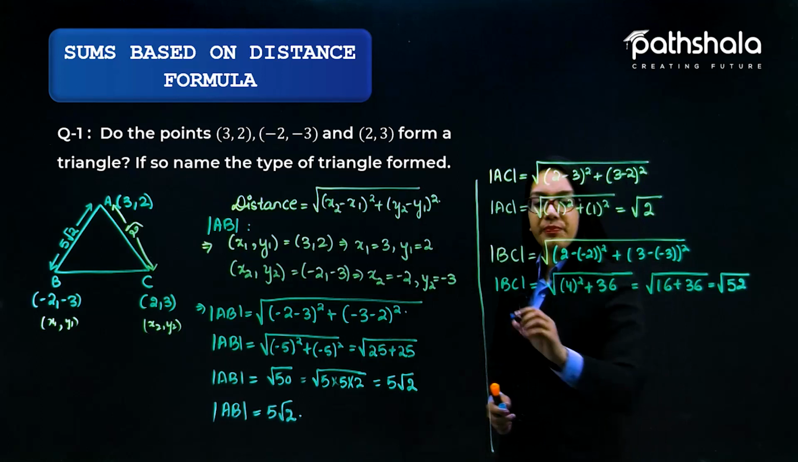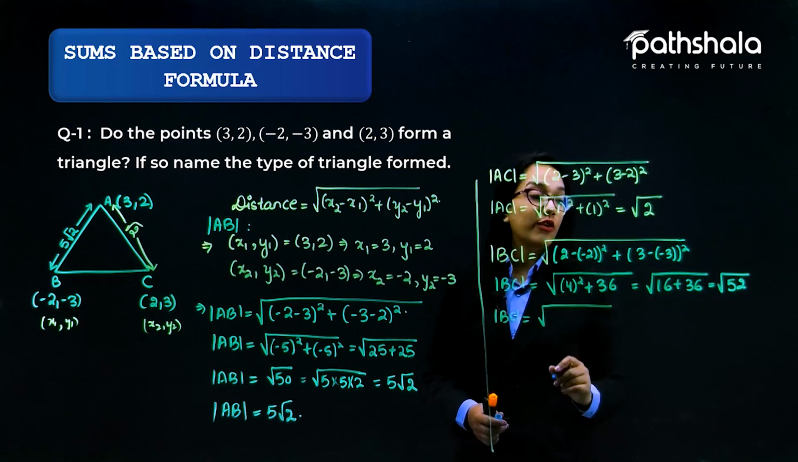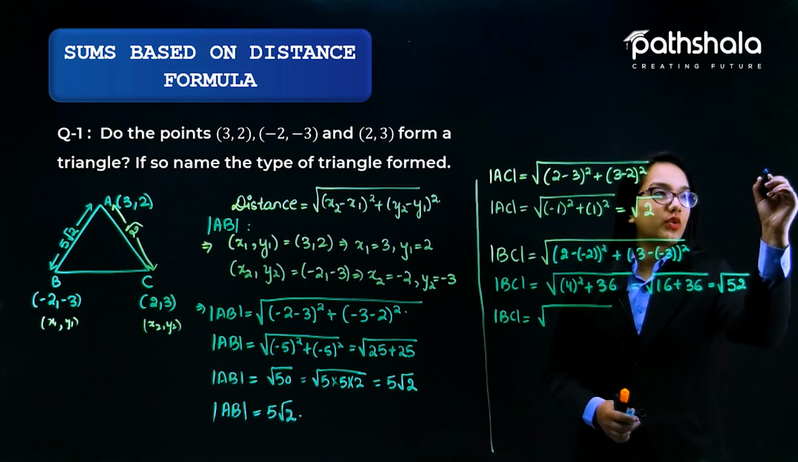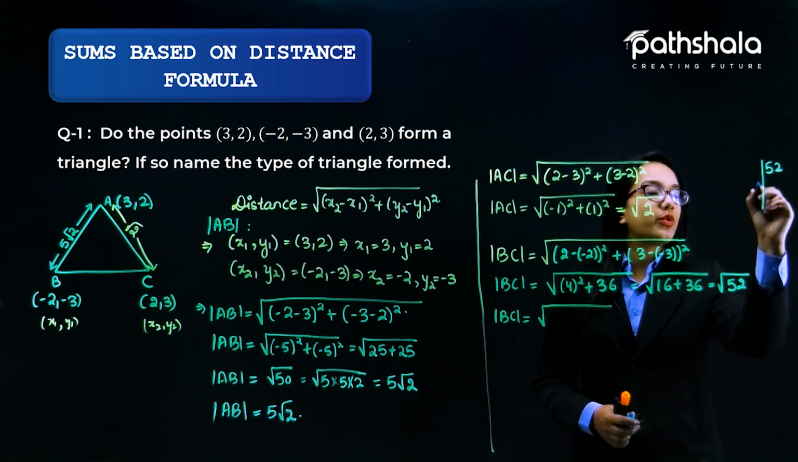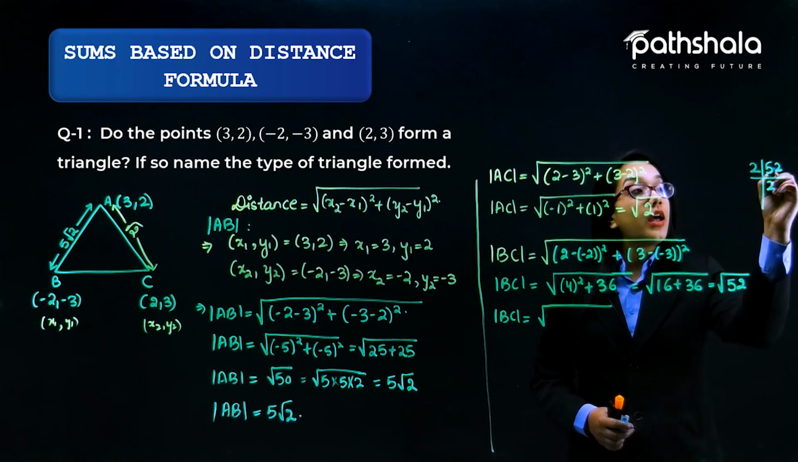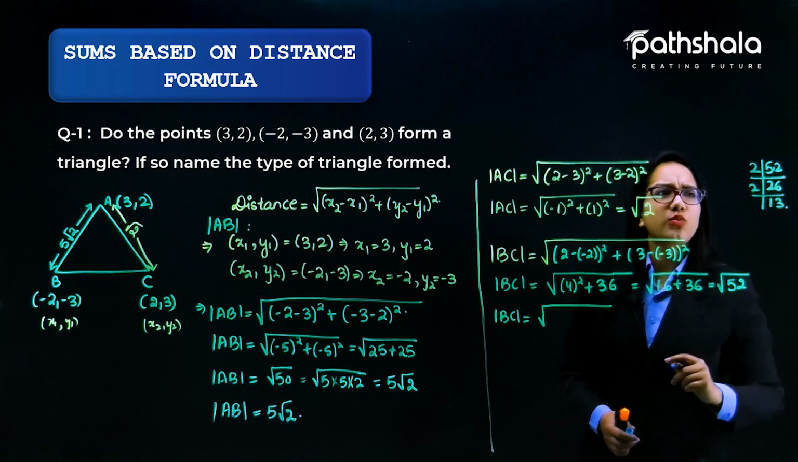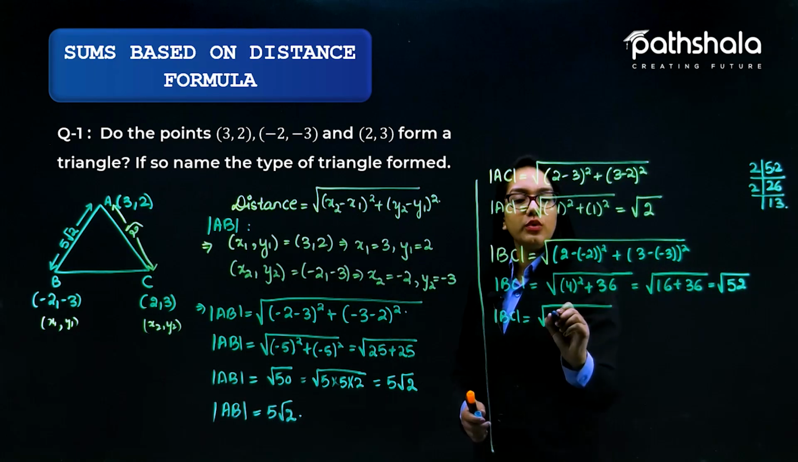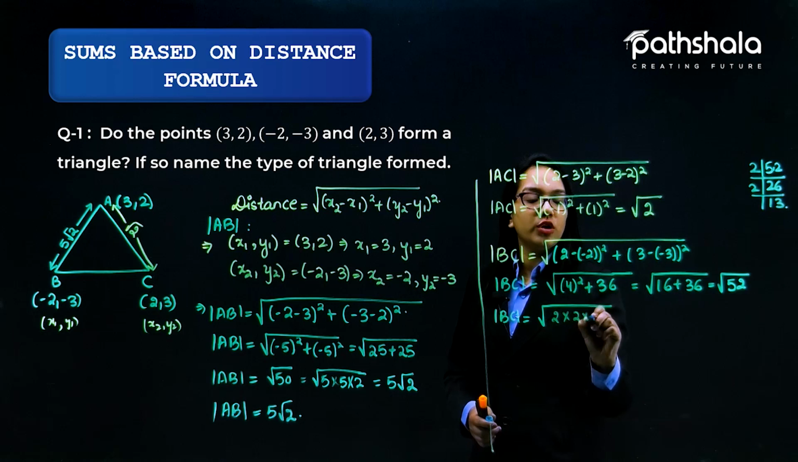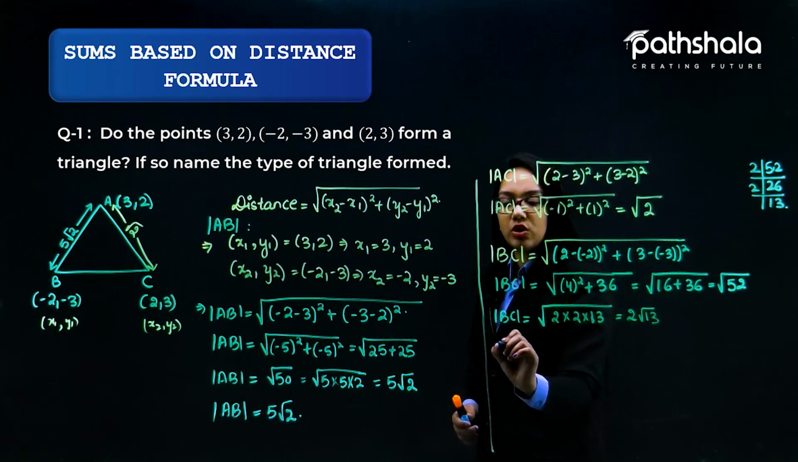So let's take the numbers common out of it, so let's factorize 52. If we factorize 52, this would be of the form 2 into 2 into 13. So we can write it as nothing but 2 root 13.